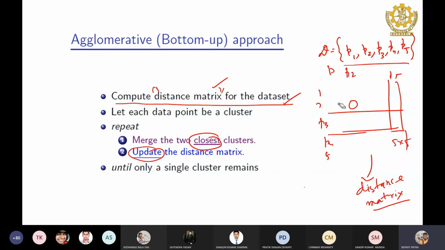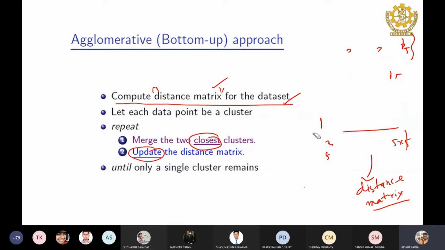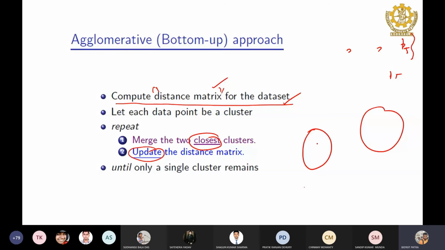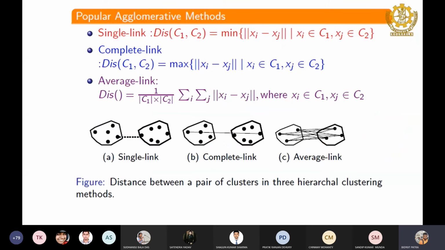We know how to compute the distance between two points, using Euclidean distance. But the question is how to compute the distance from one cluster to another cluster. Each cluster consists of a group of points. You have also a set of points. How do you compute the distance from cluster C1 to C2? That will be the distance between one cluster and another cluster. There are different ways we can compute it.